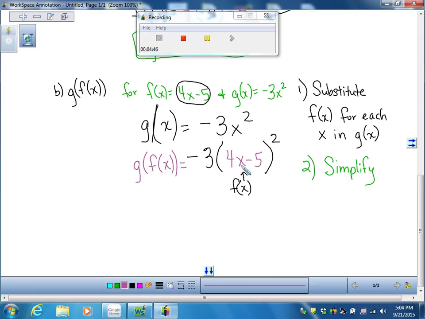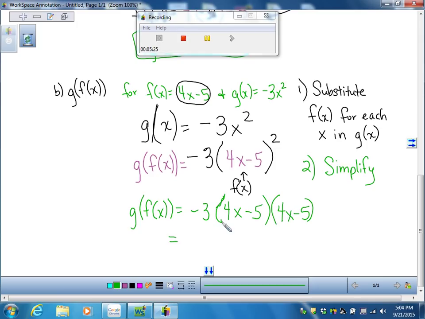I'm multiplying 4x minus 5 times itself, so we're going to have to do a little foiling. So g of f of x is going to be equal to negative 3 times 4x minus 5 times 4x minus 5. Now, because I'm multiplying something times itself, I have to be very careful. Bring the negative 3 along for the ride, so bring down the negative 3. Now we're going to be multiplying 4x times 4x. We get 16x squared.